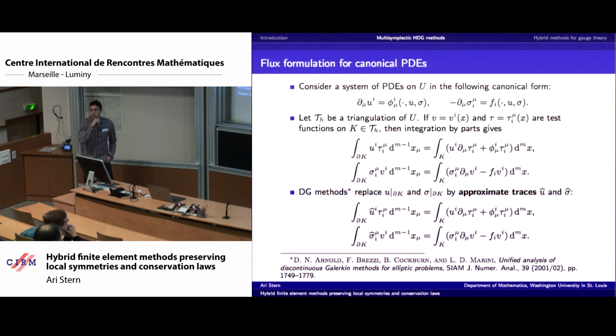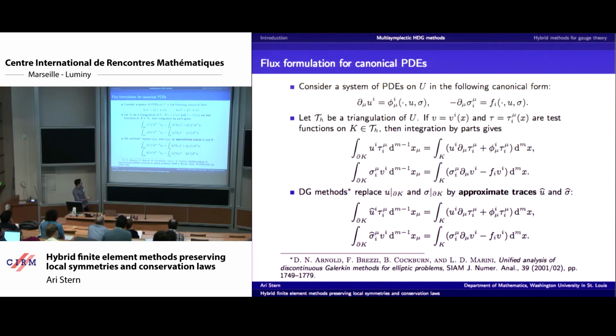Now, there are a number of ways to formulate what discontinuous Galerkin methods are, but one way that was done in this very nice unified analysis by Arnold, Brezzi, Cockburn, and Marini about 16, 17 years ago, was to basically do this formulation, but replace these boundary values of u and sigma by some approximate boundary values, which they call a numerical trace and a numerical flux. And this is more general than the kind of problems they were looking at.